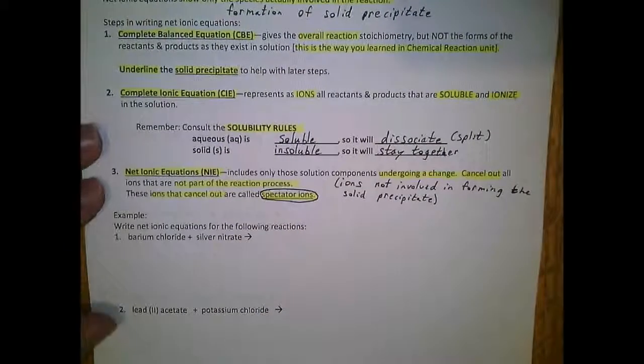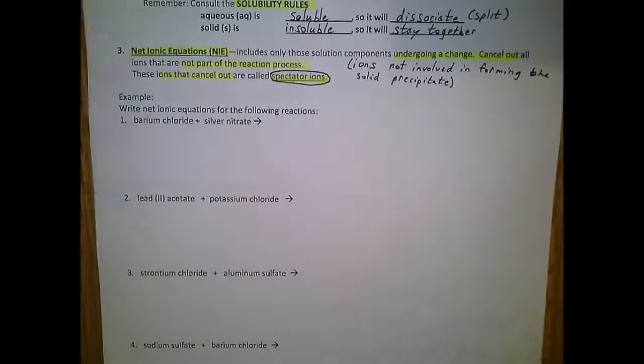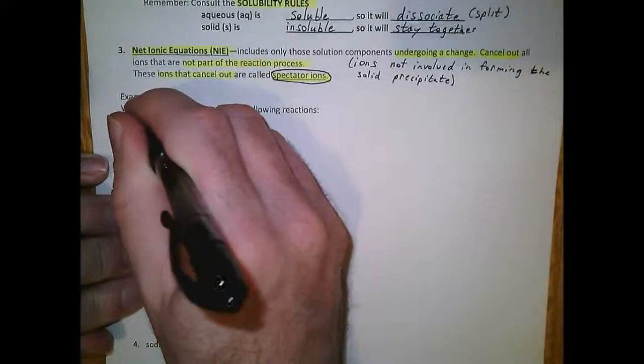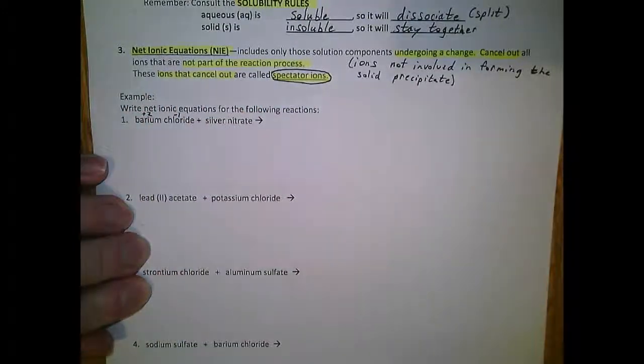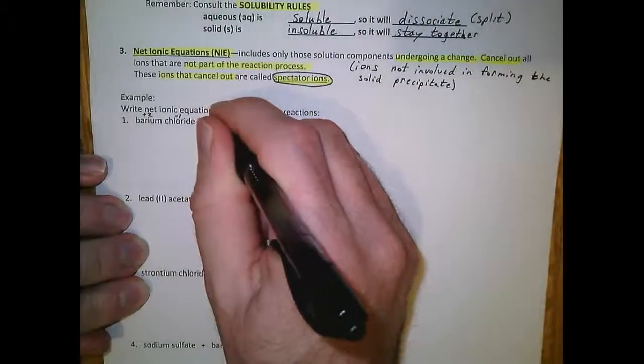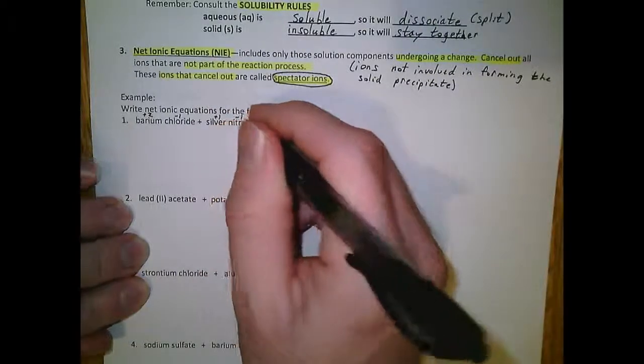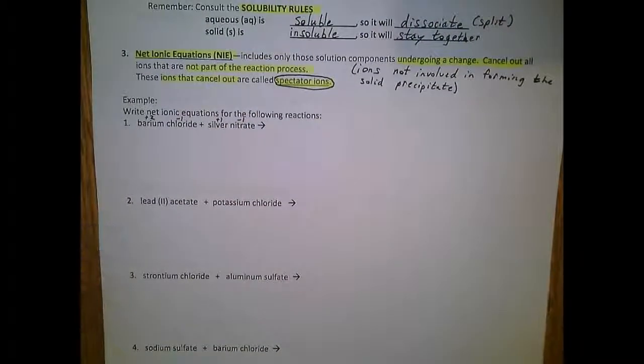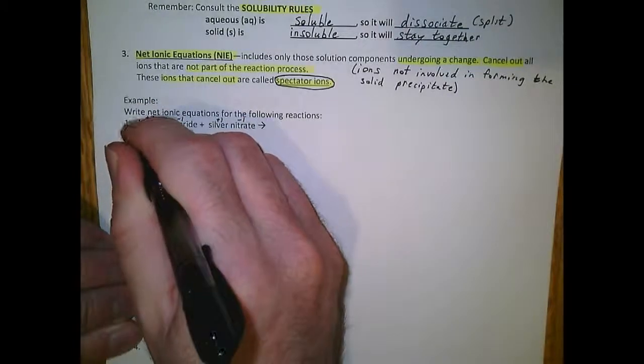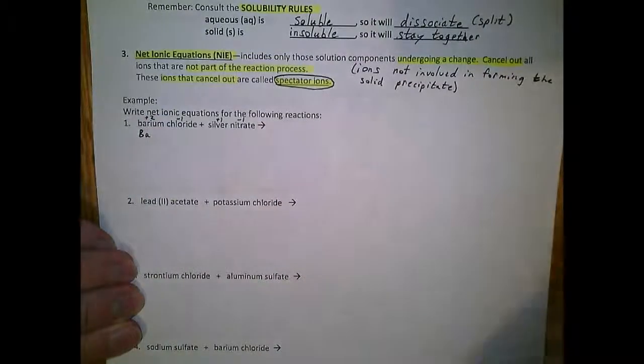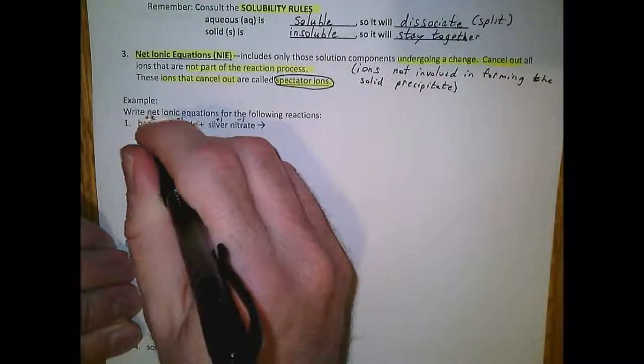So let's get started. Our first example right here. Write the net ionic equation for the following reactions. Step 1, complete balanced reaction. That's just writing this, predicting the products like we have in the past. So barium chloride is, barium has a +2 charge, chloride has a -1 charge. Silver is +1, nitrate is -1. And you can look this up on your periodic table. Take a little more time if you need to go back over the examples. Barium is +2 and chloride is -1. So that means I need to have 2 chloride, BaCl2.